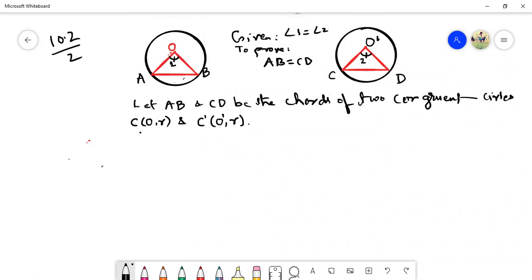now consider these two triangles. In triangle AOB and triangle CO dash D. In these two triangles, if we prove these two triangles to be congruent, then all sides are equal. AB will be equal to CD. That we have to show. So AO is this one. This is equal to this one, CO dash, because they are the radius of two congruent circles given. Therefore, we can write AO is equal to CO dash.